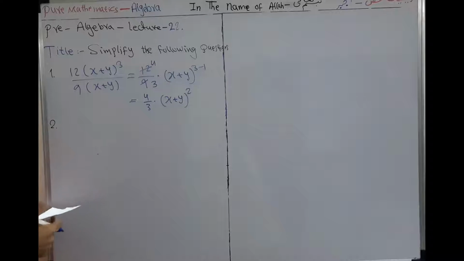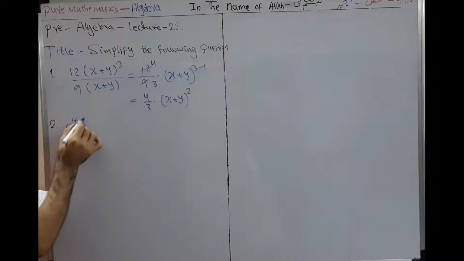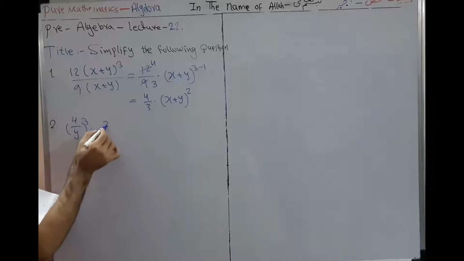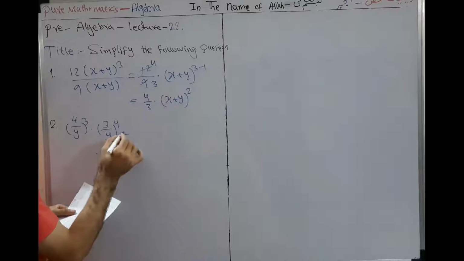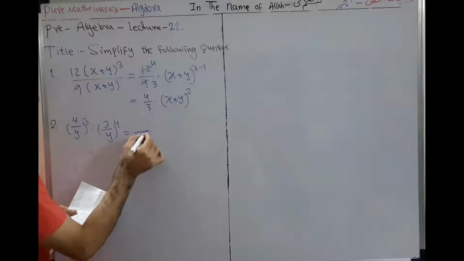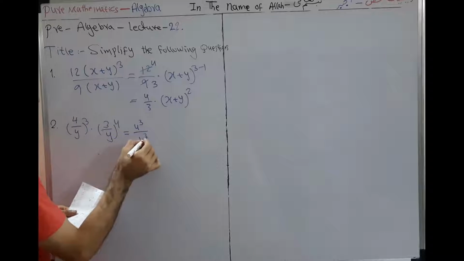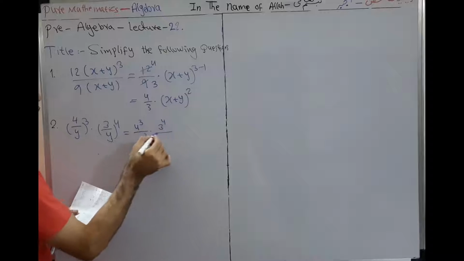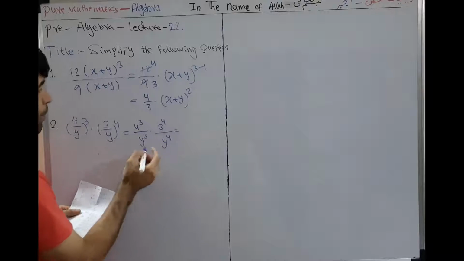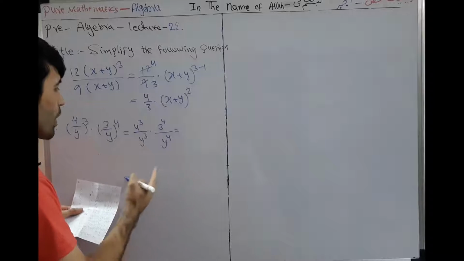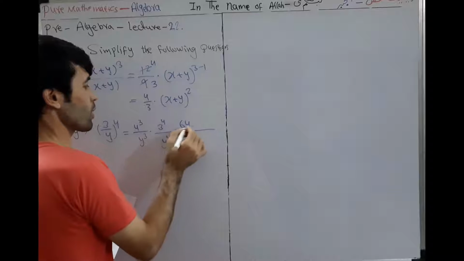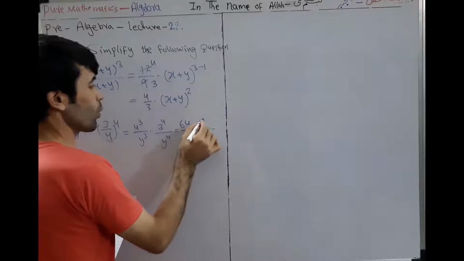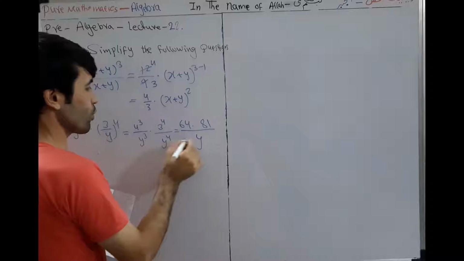Question 2. We have (4 over y) to the power 3 into (3 over y) to the power 4. Now we want to write 4 to the power 3, y to the power 3, multiplied by 3 to the power 4, y to the power 4. Numerator by numerator and denominator by denominator. We multiply 4 to the power 3, which is 64, by 3 to the power 4, which is 81, and y to the power 3 plus 4 is y to the power 7.